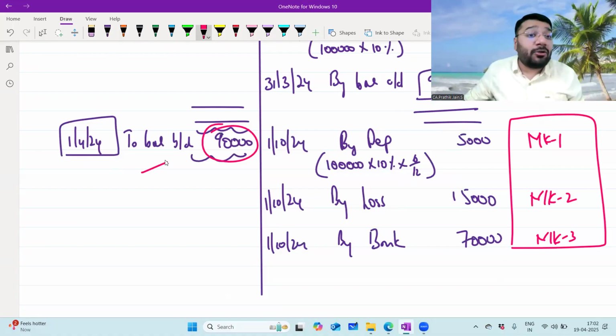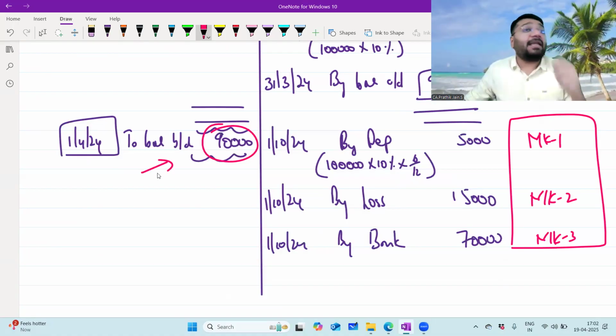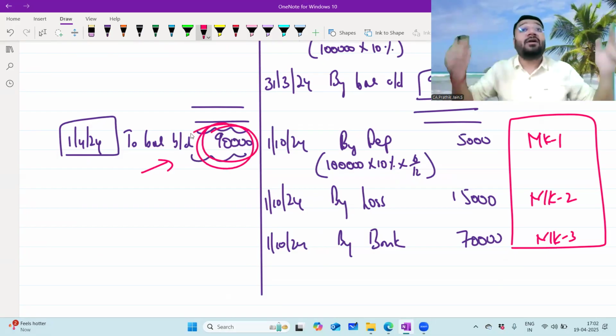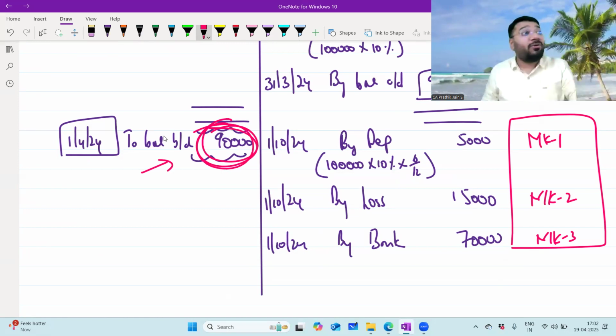My intention is not to make the opening balance zero. In this question, luckily the opening balance comprises only one asset. In real life, what happens? The opening balance will comprise multiple assets. So am I trying to make all the asset values zero? No. I'm only trying to make that asset value zero which is being sold during the year.